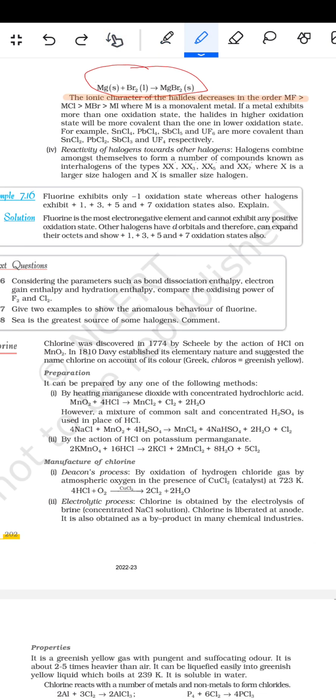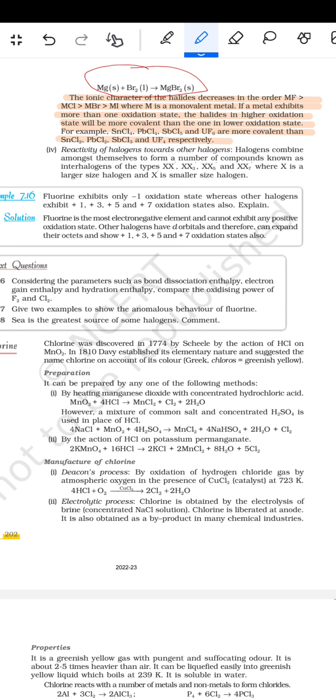The ionic character of the halides decreases in the order MF, MCl, MBr, MI, where M is a monovalent metal. If the metal exhibits more than one oxidation state, the halides in the higher oxidation state will be more covalent than the one in the lower oxidation state. For example, SnCl4, PbCl4, SbCl5, and UF6 are more covalent than SnCl2, PbCl2, SbCl3, and UF4 respectively.